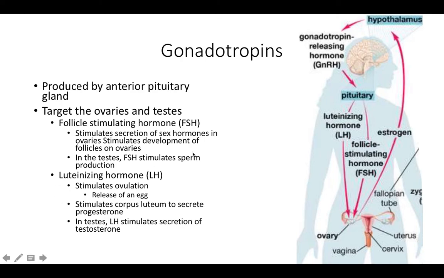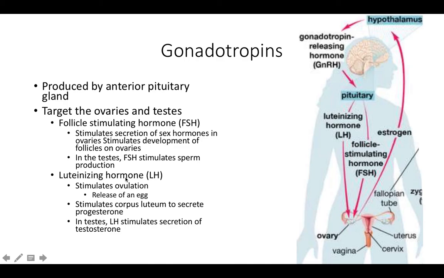So FSH, or follicle stimulating hormone, is going to stimulate your ovaries or testes to produce sex hormones, so things like estrogen and testosterone. It's also going to stimulate the development of the follicles that you have on your ovaries, and in the testes, it'll stimulate sperm production. So this is actually supposed to be its own bullet. It got sort of jumbled up there.